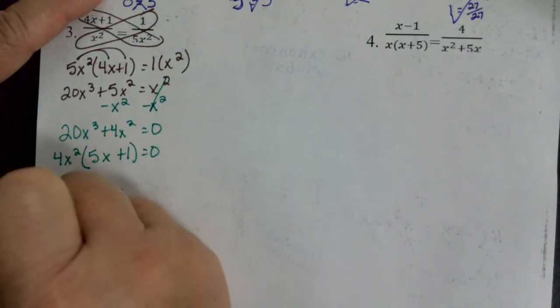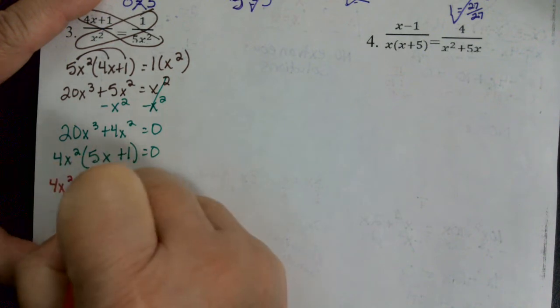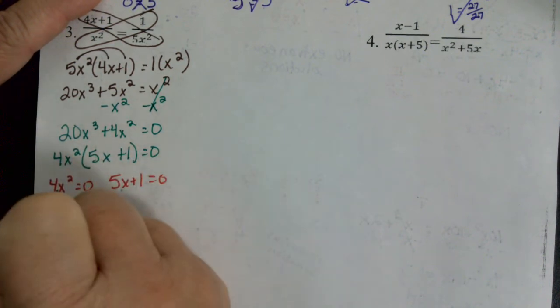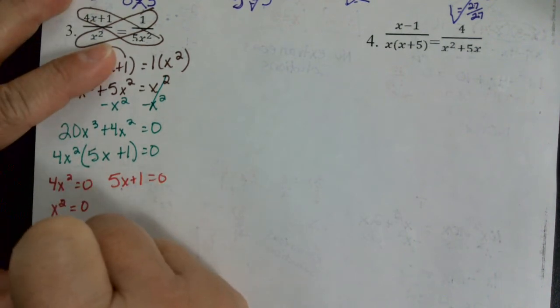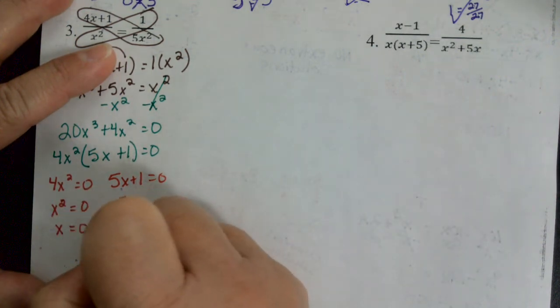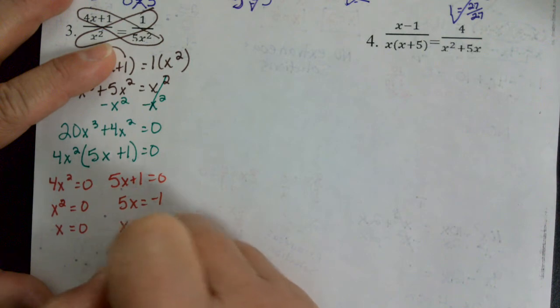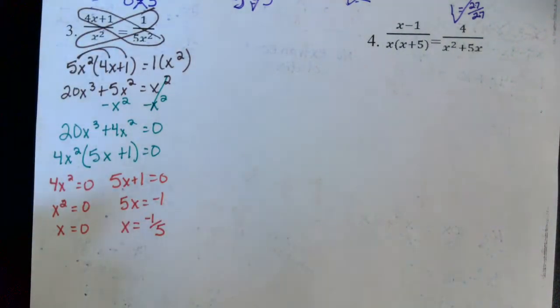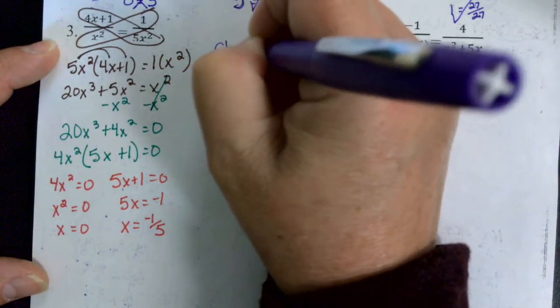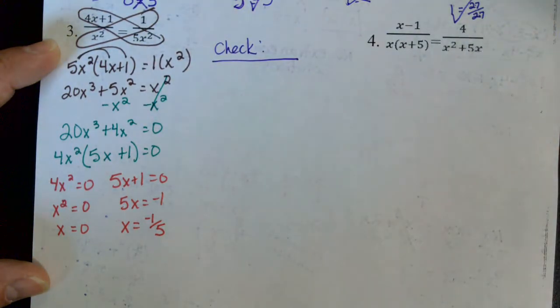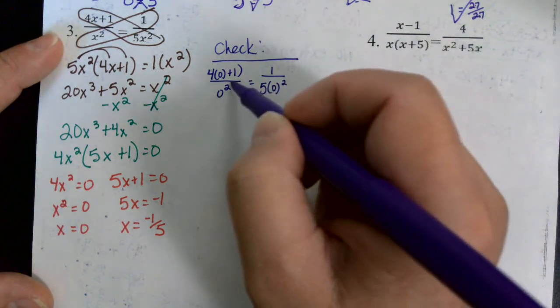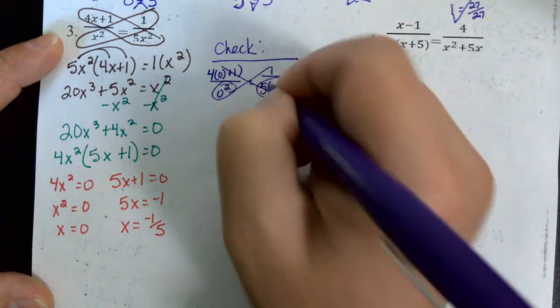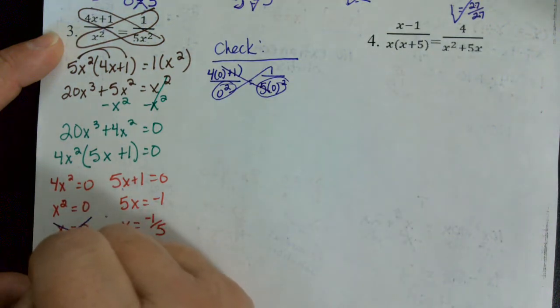So I will set each factor equal to 0. Divide by 4. So 0 divided by 4 is 0. Take the square root to get x equals 0. Subtract the 1, and divide by the 5 to get x equals -1/5. And now it's time to check. So when I substitute 0 into the equation, I do see that I end up with 0 in the denominator on both sides. That's undefined. So this is an extraneous solution.